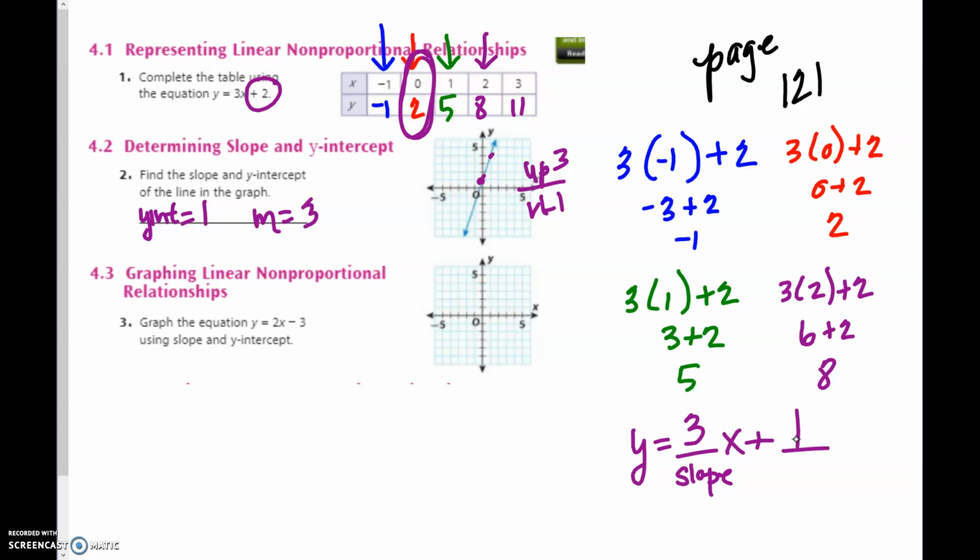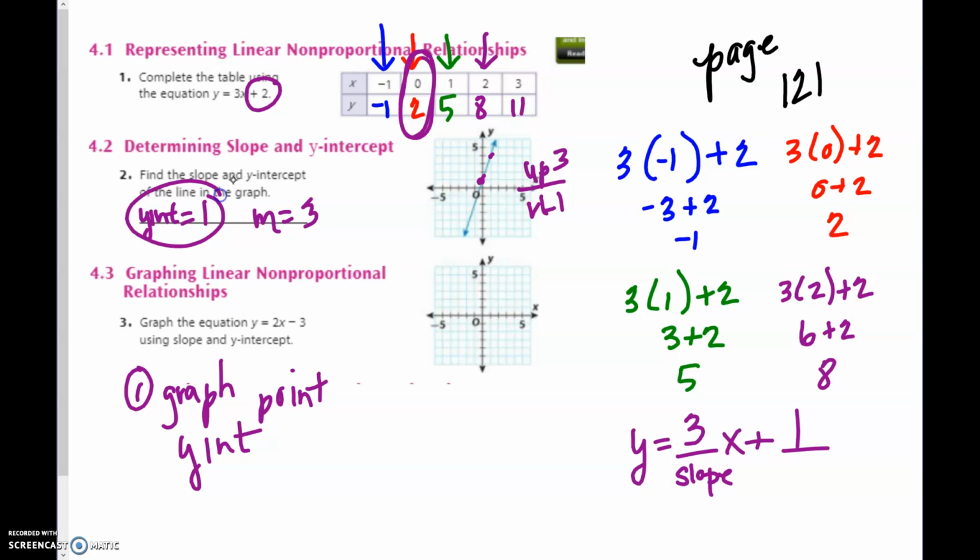Number 3, graph the equation using slope and y-intercept. So y = 2x - 3. So the first thing we have to do is graph a point. We need a starting place. So we're going to graph a point. And the point we're going to graph is the y-intercept. So we were just talking about here that this y-intercept is 1, the graph crossed at 1, and we put that at the end of our equation.